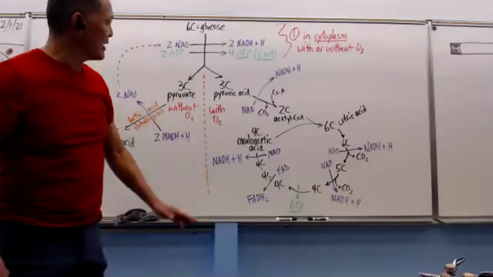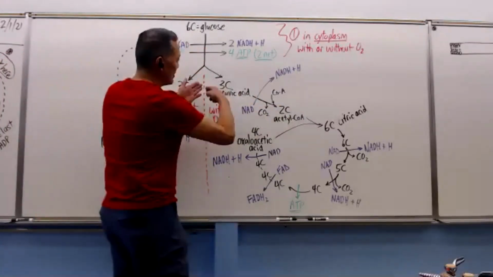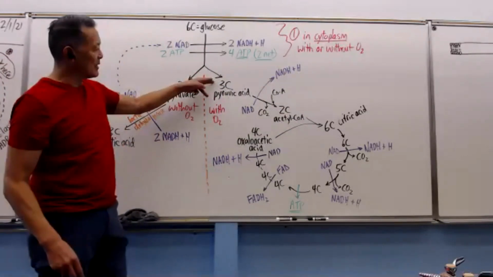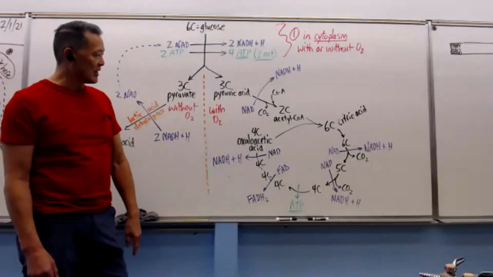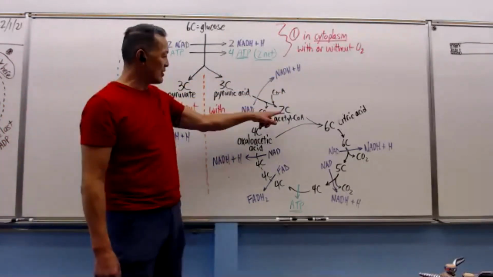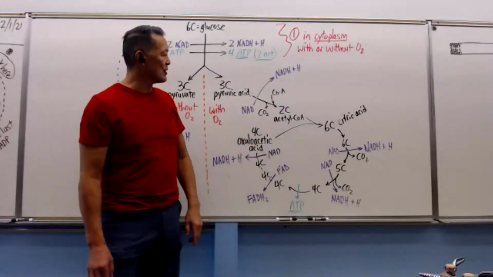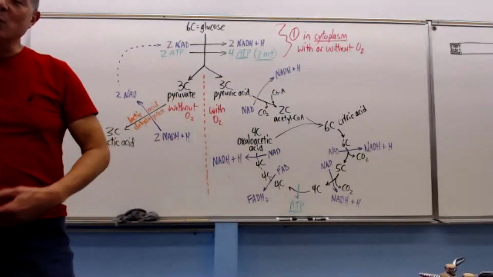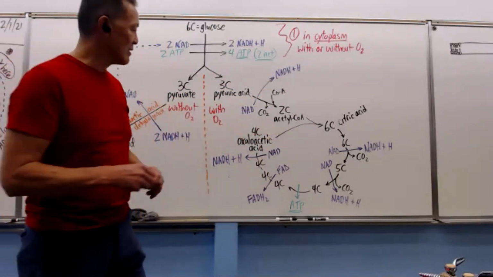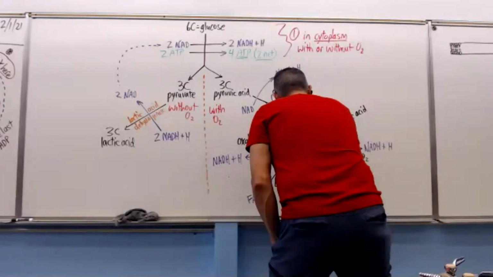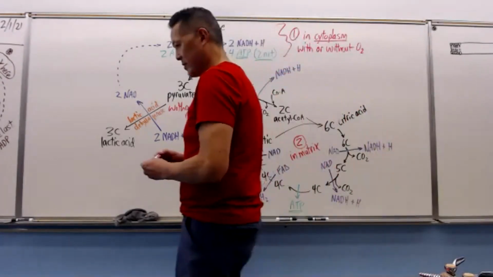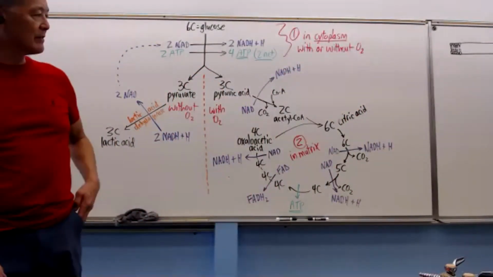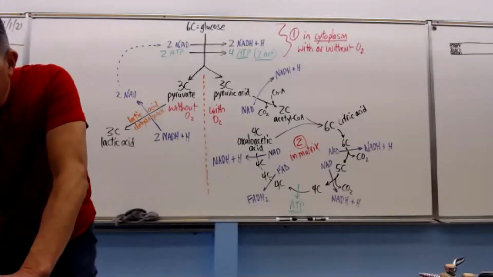This is what I have on the whiteboard right here. This part right here is the linking step. 3 carbon, 1 CO2 comes off, becomes an acetyl group. You're going to get high energy electrons from that catabolism on the NADH plus H, and then coenzyme A comes in and it becomes acetyl-CoA. And acetyl-CoA is what enters the Krebs cycle. Okay, and that's occurring in the mitochondrial matrix.